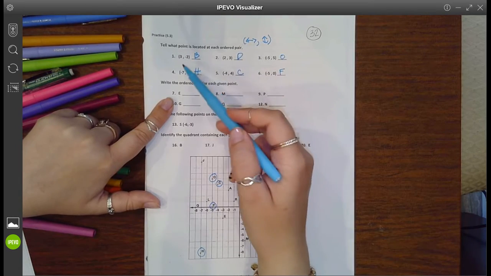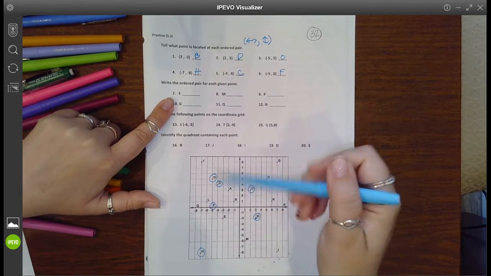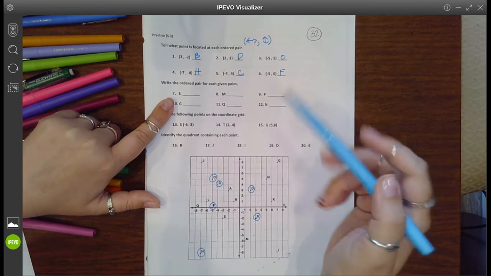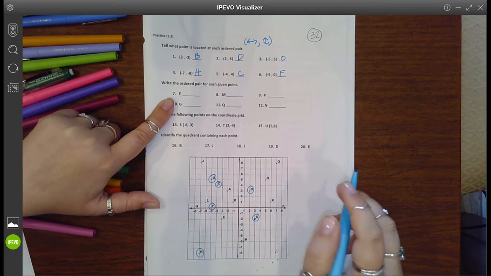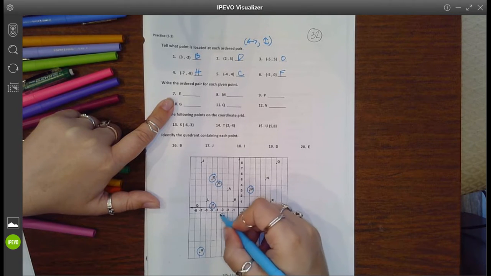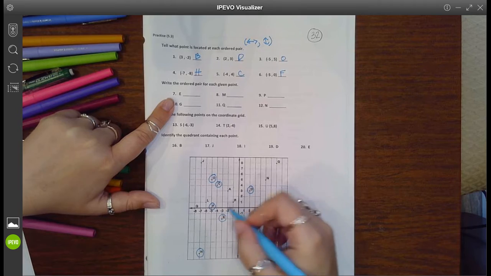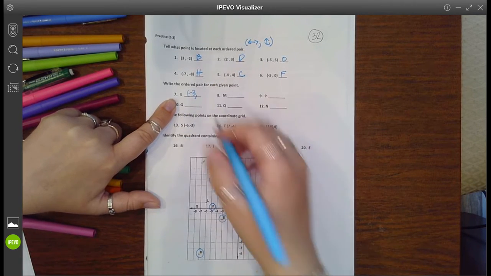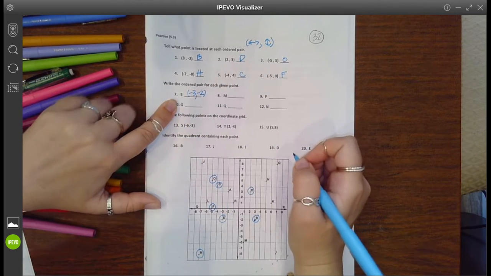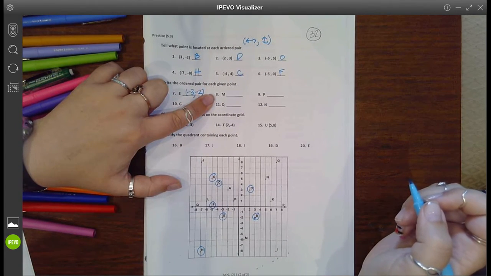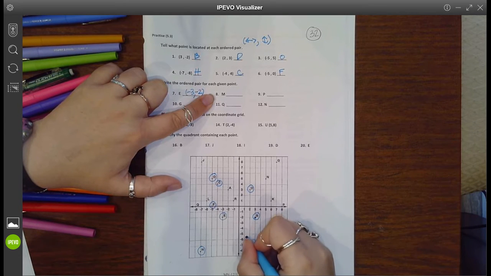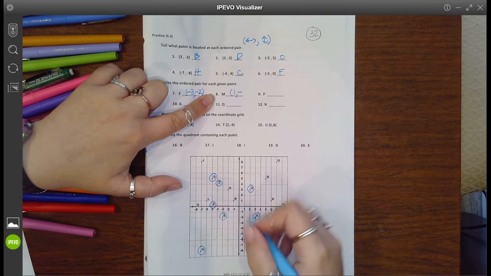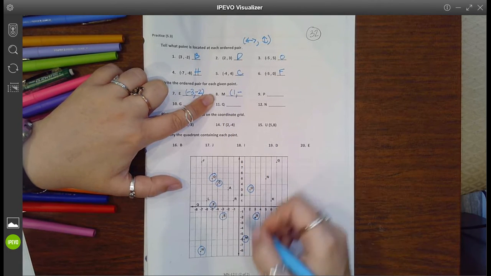This time, they gave me the coordinate point and I had to find where it was. This time, they want me to write the coordinate point. Okay, so what's the ordered pair for E? First of all, I need to find E. It's right here. So that goes to the left 3, so -3. And then the up or down, it went down 1, 2. So -2. M, find M. M is right here. That went over 1, so +1, and down, so negative how many? It went down 6.